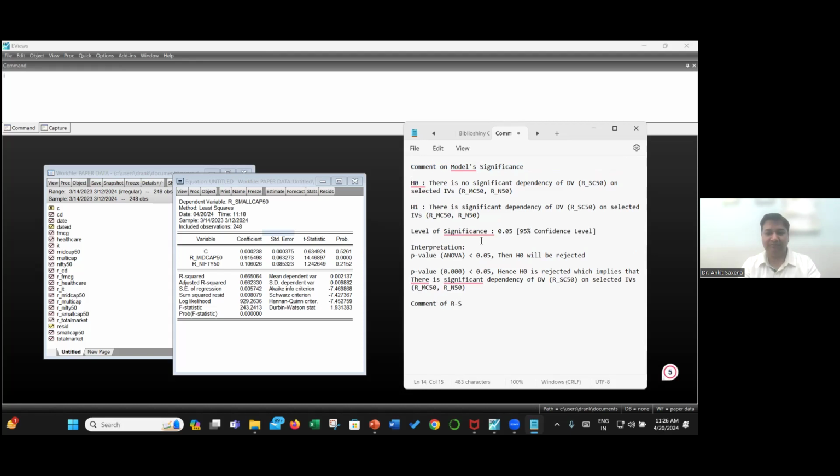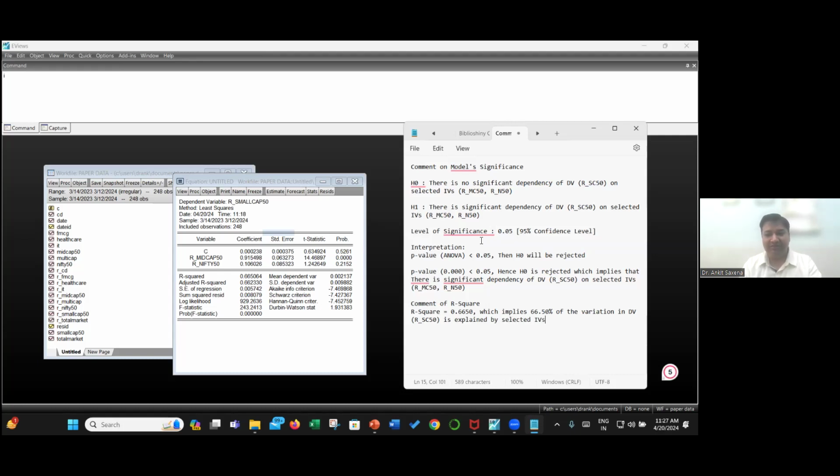And these are the most important things. Comment on the R-square value. What we get here, the R-square value in my analysis, comes out to be 0.665064. Let's keep it short that way. This implies that 66.50% of the variation in my dependent variable, that is Small Cap 50, is explained by the selected independent variables, which are two here.